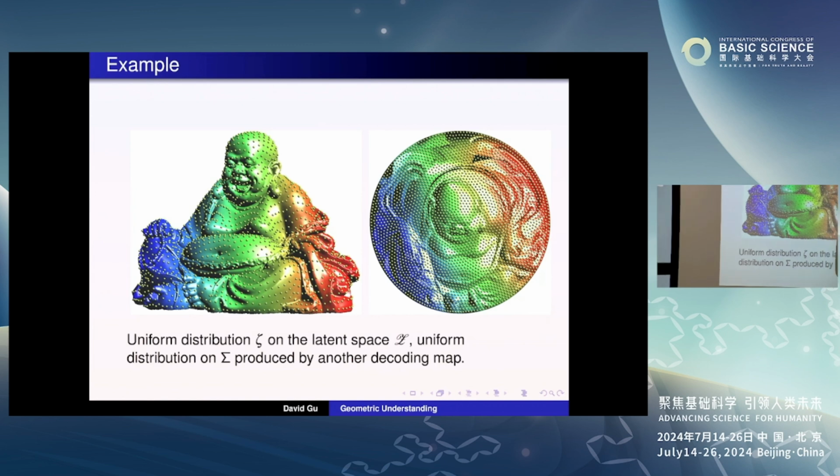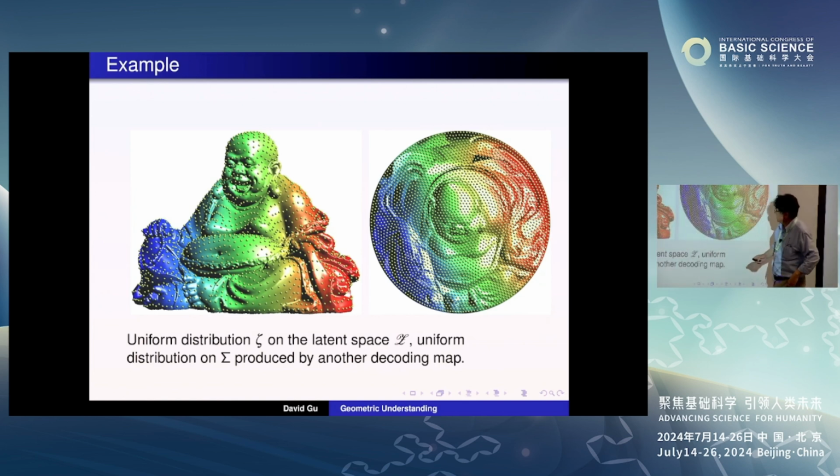But if we change to this encoding, we uniformly sample on the latent space, and we get a uniform sampling on the 2D manifold. So in this case, we reduce the dimension, but also we preserve the distribution. That's the ideal for deep learning.